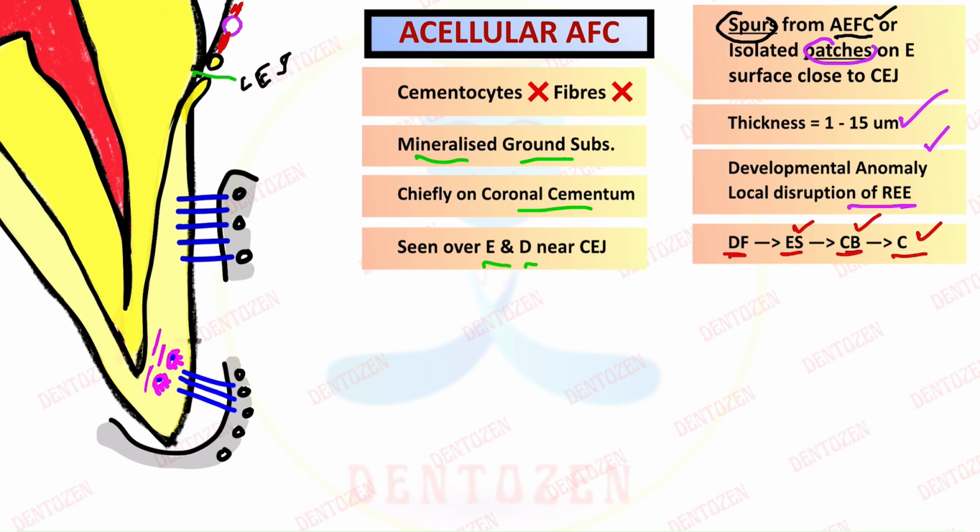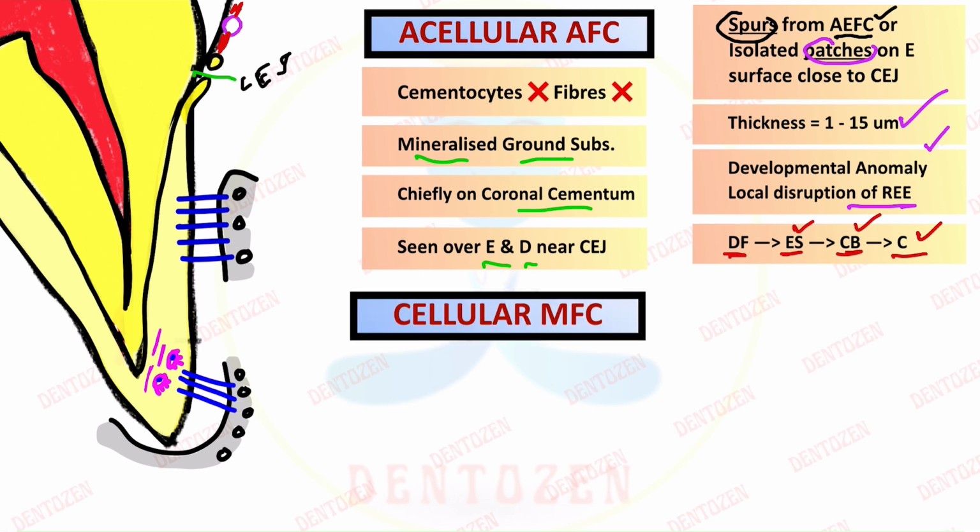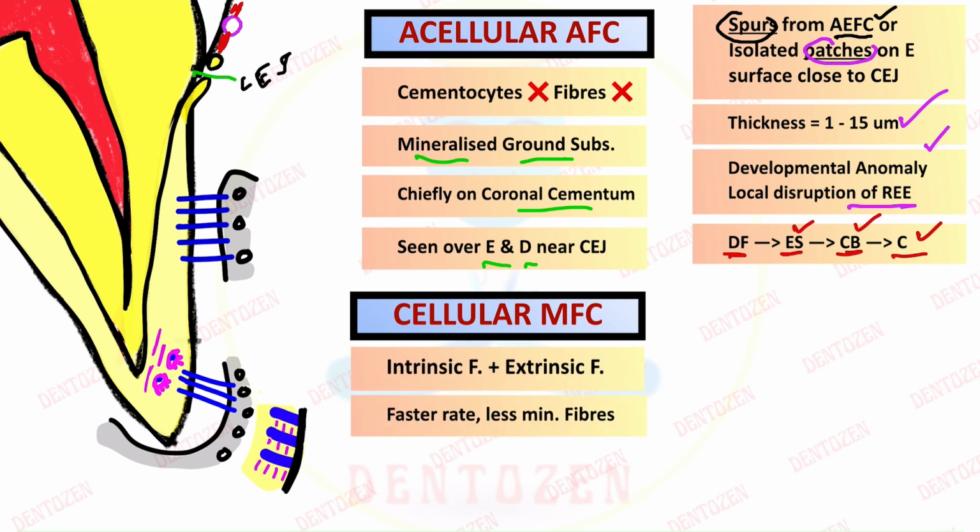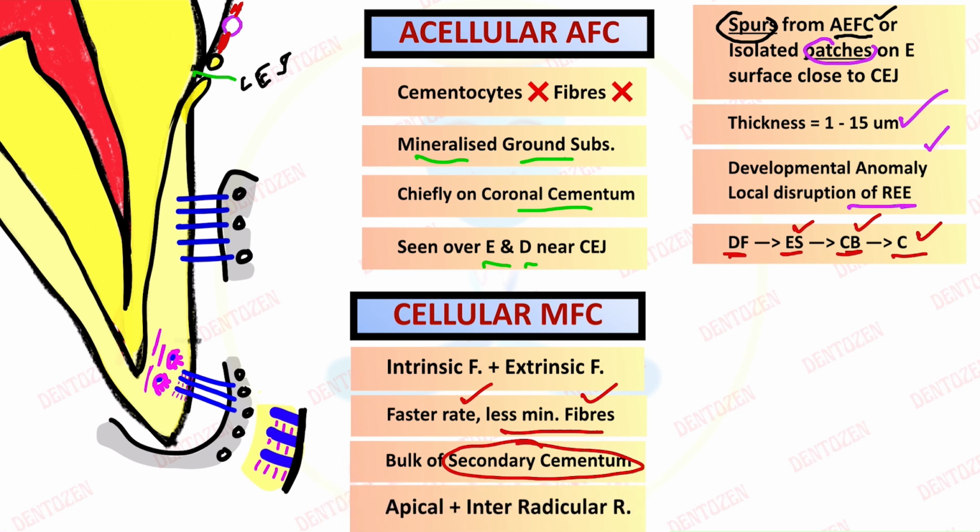Now coming to the two other types of cellular mixed fiber. As the name says, fibers are mixed, that is intrinsic and extrinsic. It is formed in a rapid way, its fibers are less mineralized, and it forms the bulk of the secondary cementum. So where is it seen? It is seen in the apical and interradicular regions.